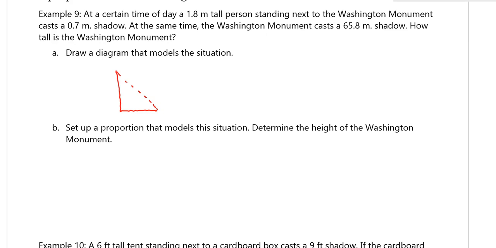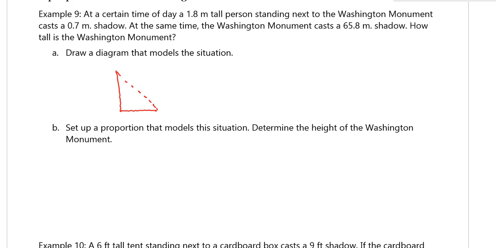line here. Okay, so these situations are still right triangles. You have to pretend there's a line going from the top of the person's head to the top of their shadow. Okay, and that gives you a triangle so that you can use these proportions. So always just draw a right triangle.